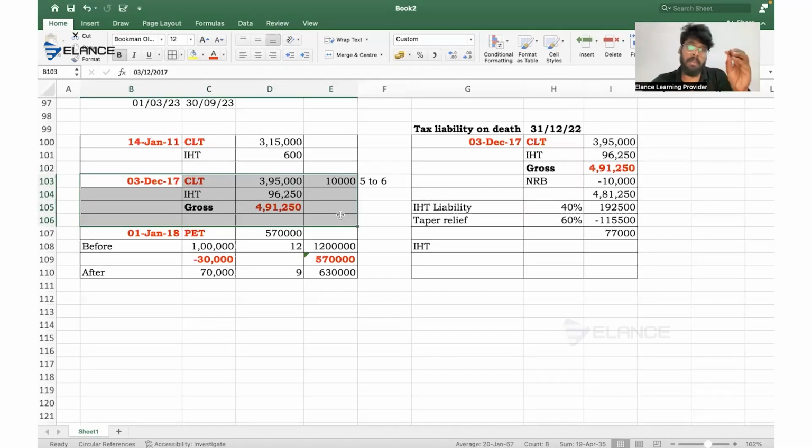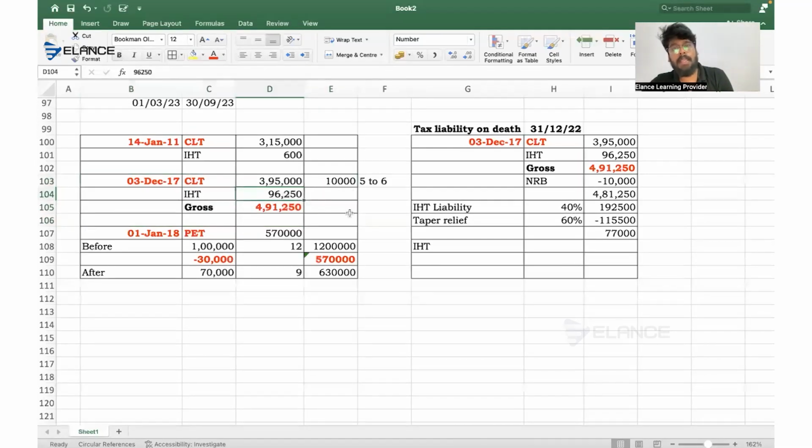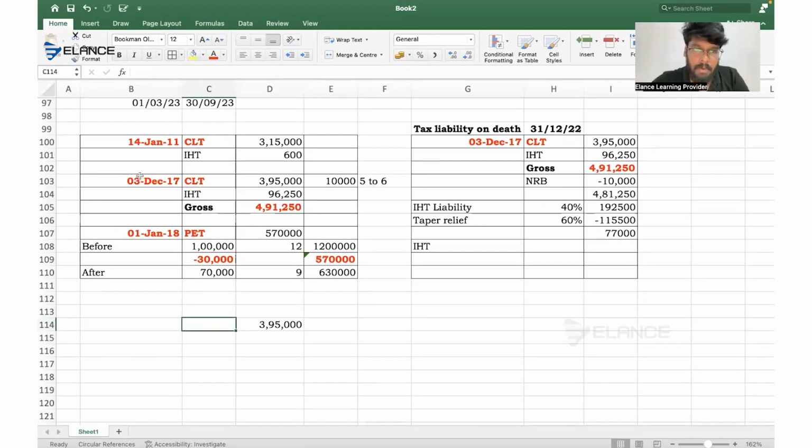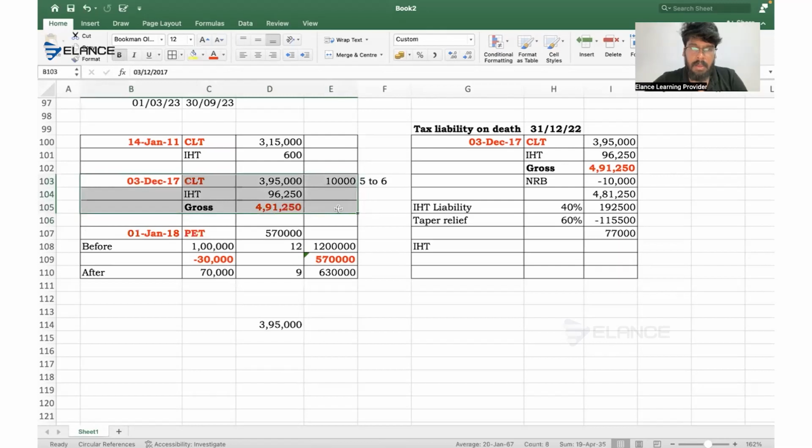The tax paid by the donor is given in the question, otherwise we can just make sure that this answer is correct. Here 395,000 was the transfer amount, the chargeable amount, and at the time of making this transfer, we should find out the available nil rate band on 3rd December 2017.